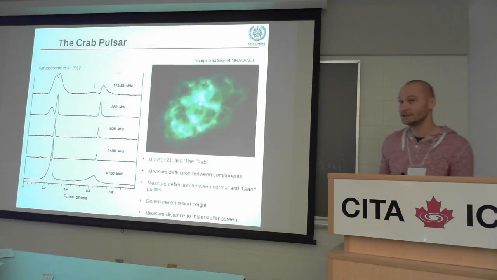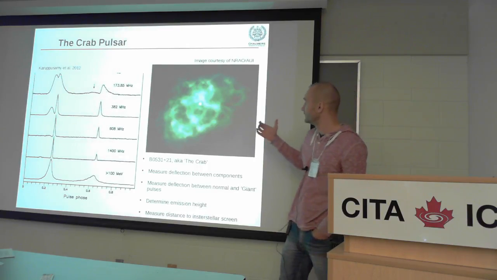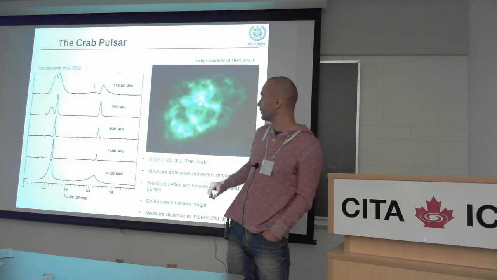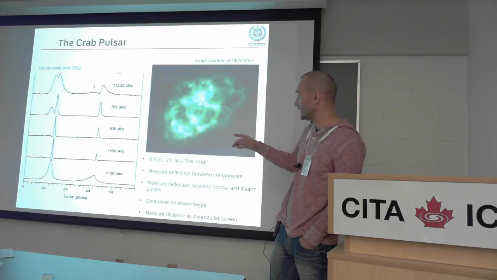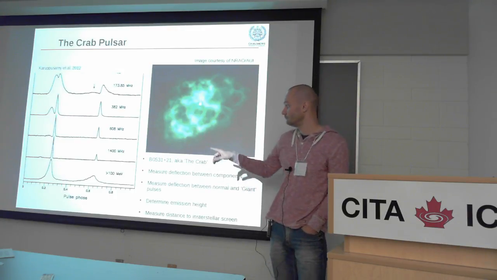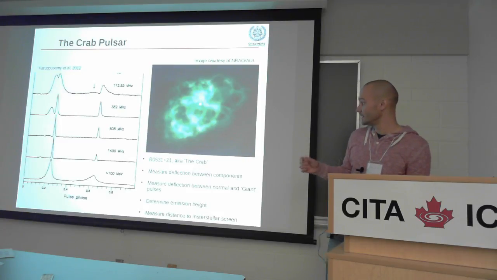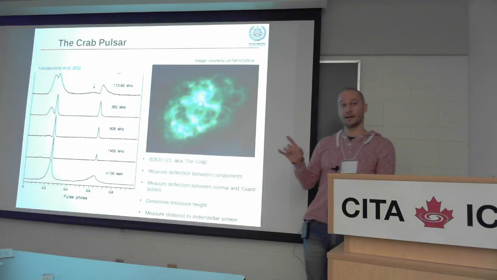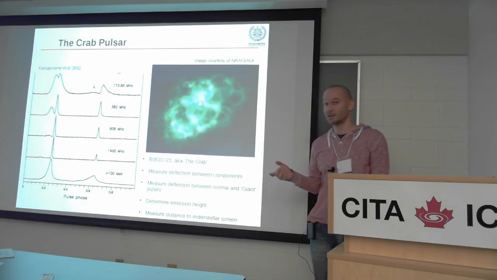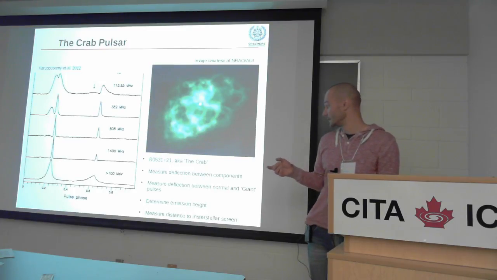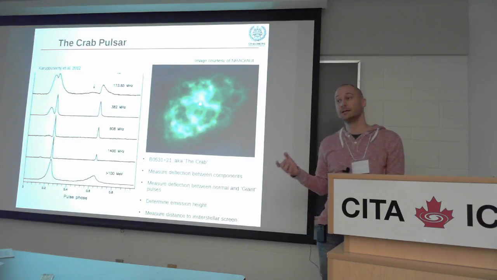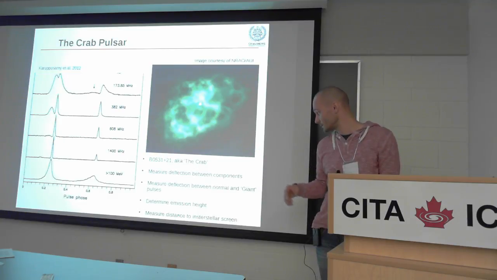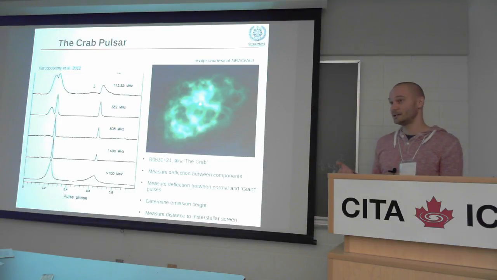And just to remind you of what the Crab looks like. So the Crab supernova remnant, we've got the nebula around the Crab, and the Crab itself has got all these different components that we know and love. And besides these several components, main pulse and interpulse separated by about half a pulse phase, there's also the giant pulse. And of course, the question here is always with the Crab, can we measure the deflection between main pulse and interpulse? And can we also figure out whether the emission region of the giant pulse is different to the main pulses? And of course, we're still interested to figure out where the interstellar screen is.